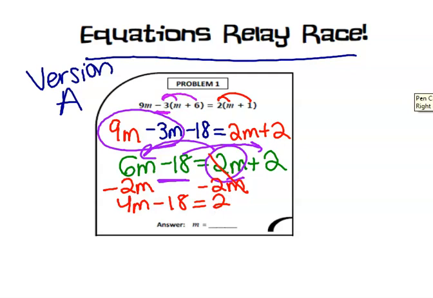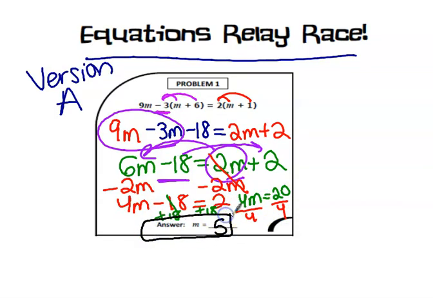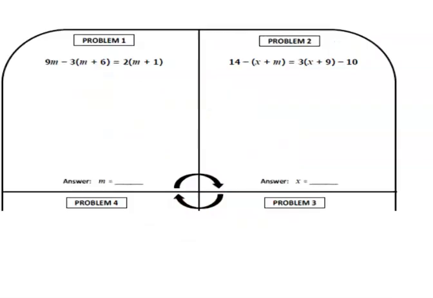Then what is the inverse operation of a -18? Well, that is a positive 18. And then I have 4m equals 20. From there, I'm going to divide 4 to both sides, and I get m equals 5. So that is problem 1. What I will do then is go to problem 2.